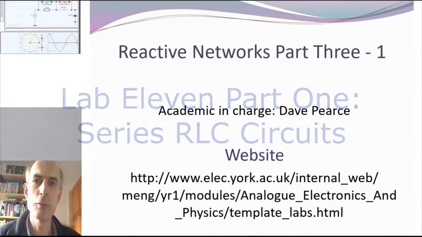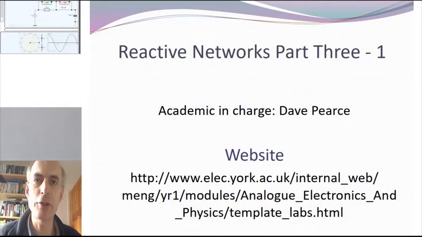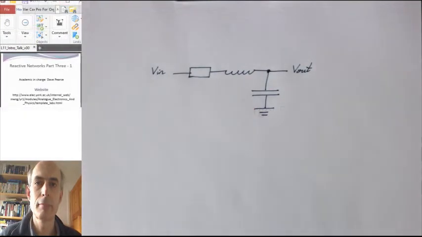Hello and welcome to Analog Electronics and Physics Lab 11, Reactive Networks Part 3, the last of the non-VAM orientated labs this year. We'll be mostly looking at a series RLC circuit in this lab. That's a circuit which has a resistor, a capacitor and an inductor in series. In other words, it looks something like this.